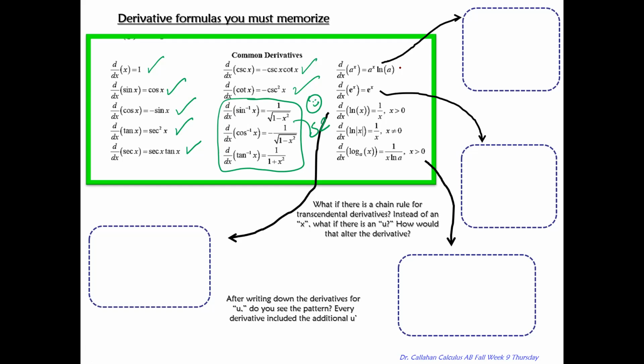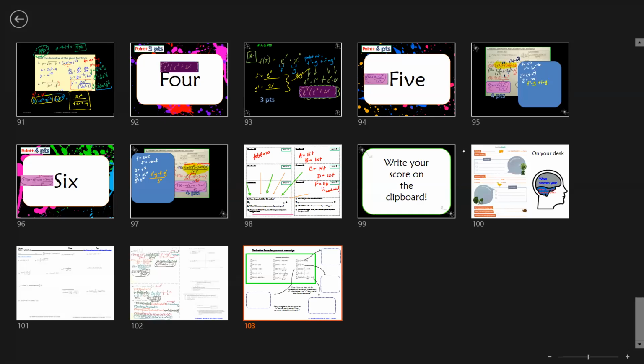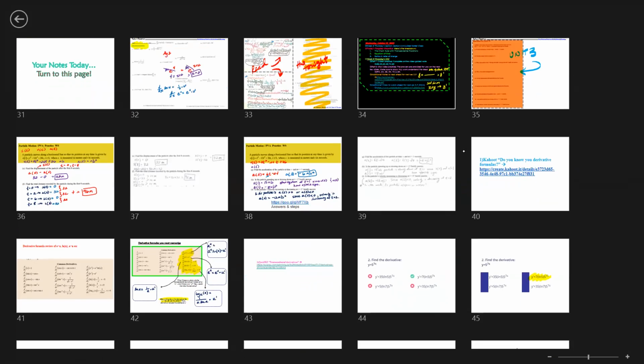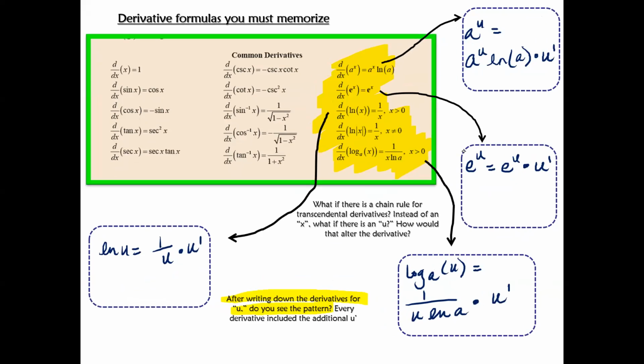Today we're going to cover a to the x, or a to the u, e to the u, log, and ln u. So those are the 4 remaining ones that we will be covering. All right, so with that said, let's go ahead and get started. Take that page and fill the following 4 boxes out.